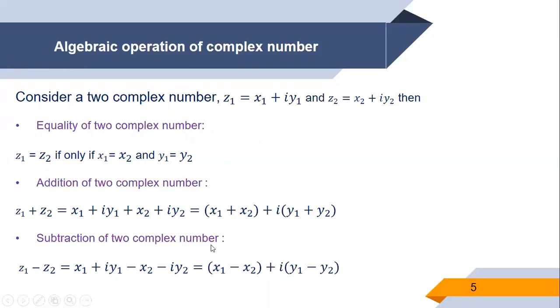Subtraction of two complex numbers is similar to the addition. So z1 minus z2 is nothing but x1 plus iy1 minus x2 minus iy2. So x1 minus x2 is the real part and y1 minus y2 is the imaginary part. So we write x1 minus x2 plus i, y1 minus y2. That means whether we add or subtract, the form is always the real part plus i into the imaginary part.